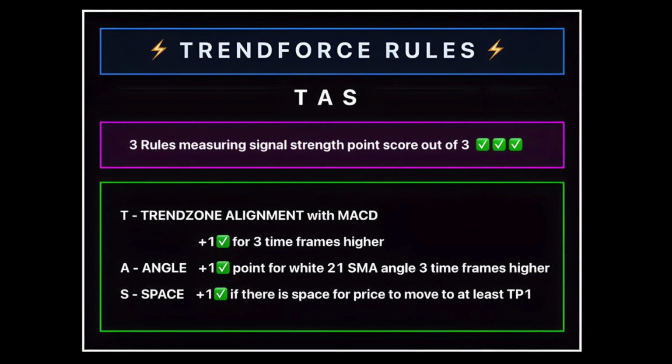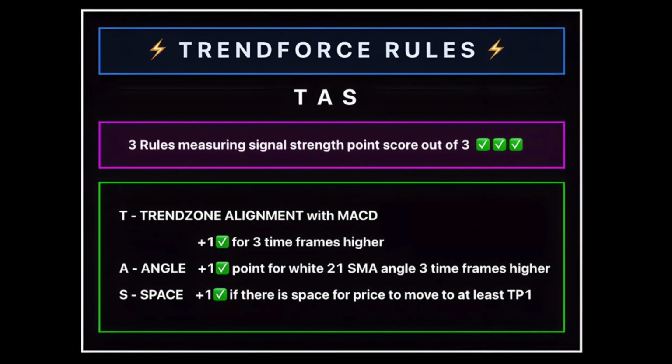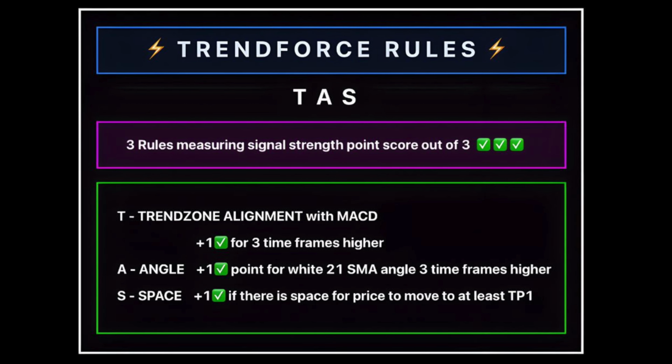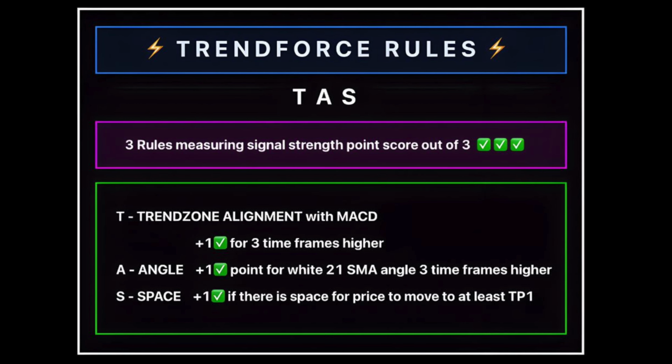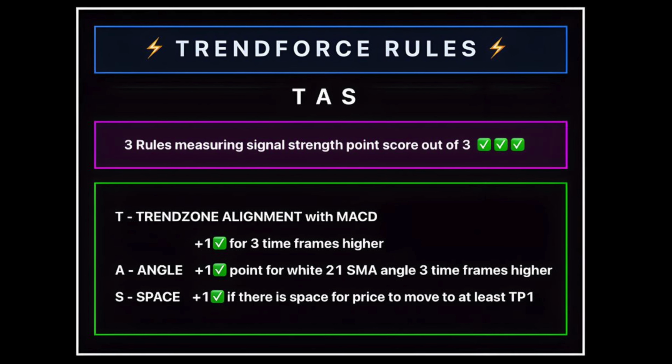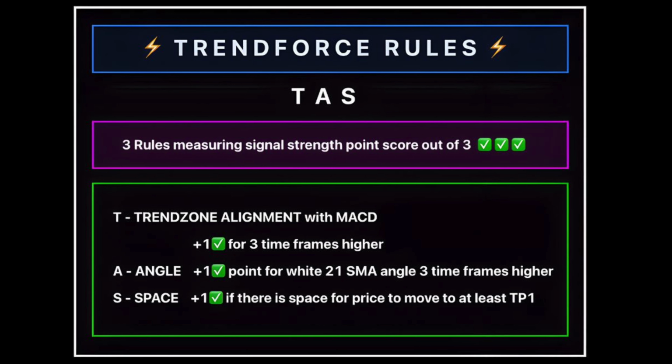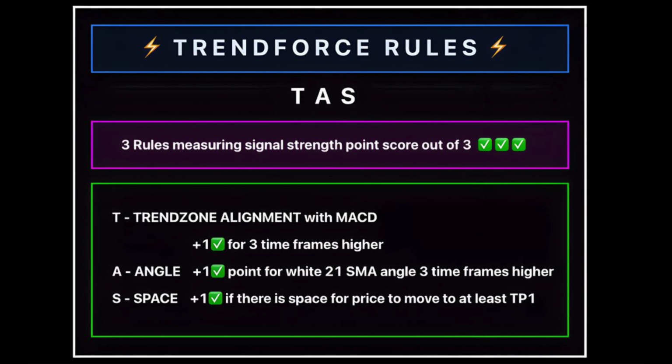But we want to look 3 time frames higher. So if you're trading off the 1 minute, you want to be looking on the 3. And if that's in alignment, you're going to get a point. Then you want to be checking that angle of the 21 moving average, 3 time frames higher as well. And now we have a light for that in our trend table, which is awesome. And then we're looking for space. We want to make sure that we've got space at least to get to TP1.